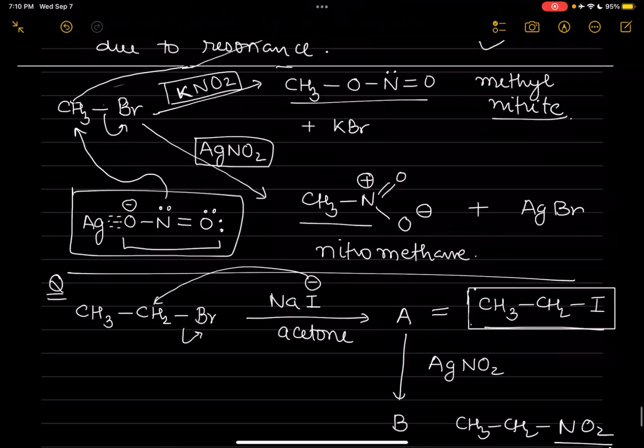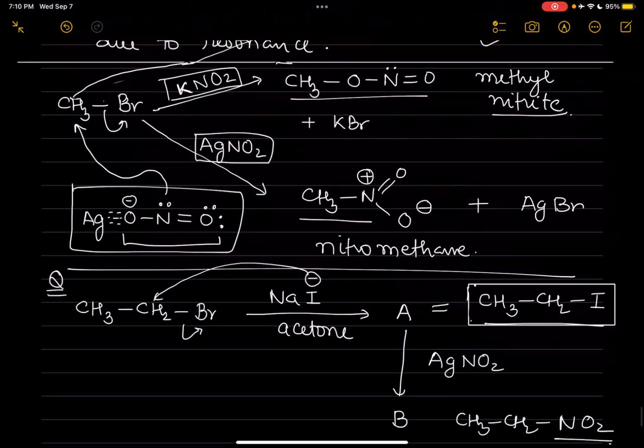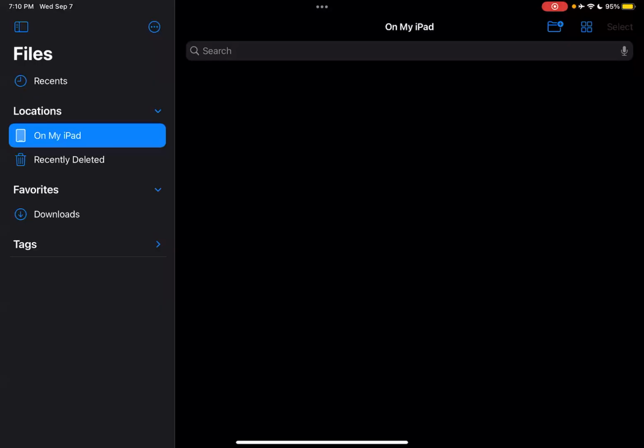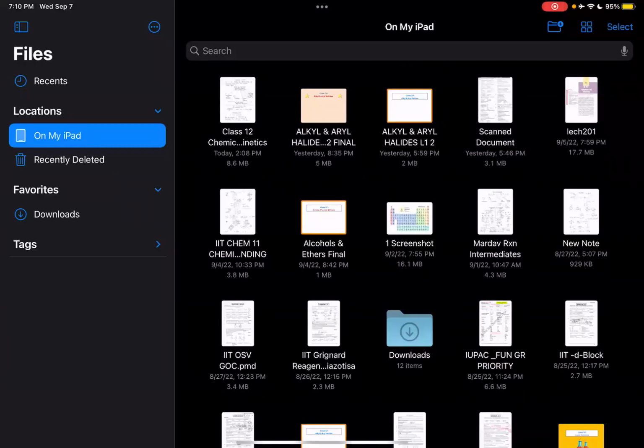So there are other nucleophiles also, and there is a list of nucleophiles given in your NCERT book. Let me open it.